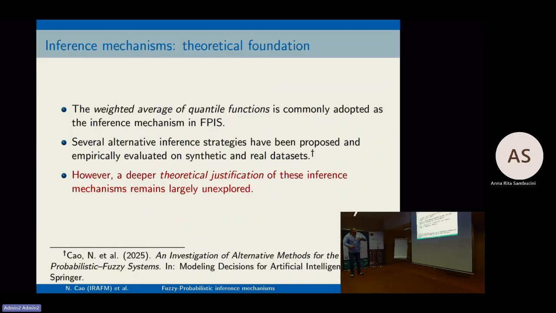I will skip this. Our question is: is the inference mechanism well defined? Because it's somehow ad hoc. We just provide some mixture of quantile functions, and is it good or not? From the first time, I thought, oh, it's ad hoc, it doesn't look so natural. But finally, we found that this is a really natural approach to define this inference mechanism.